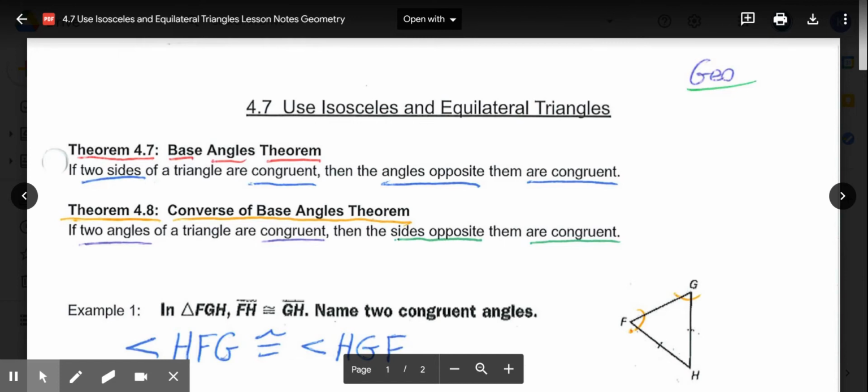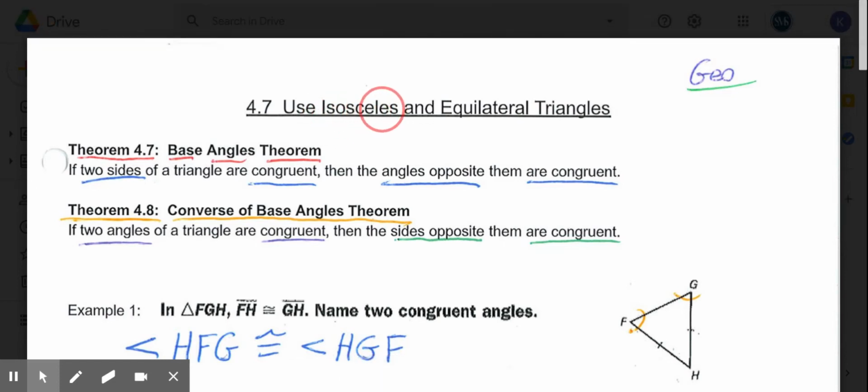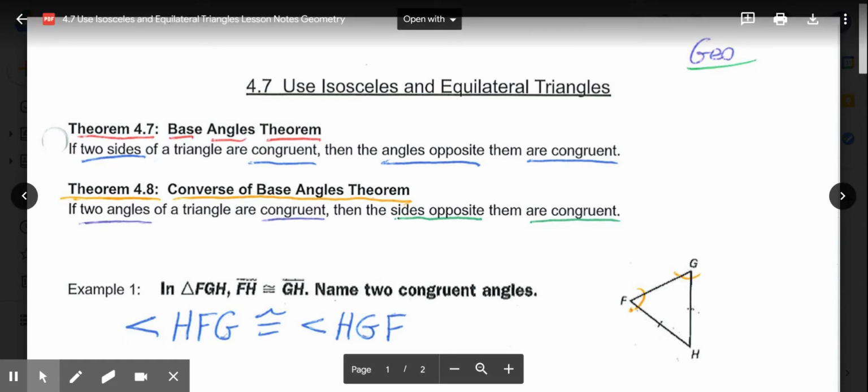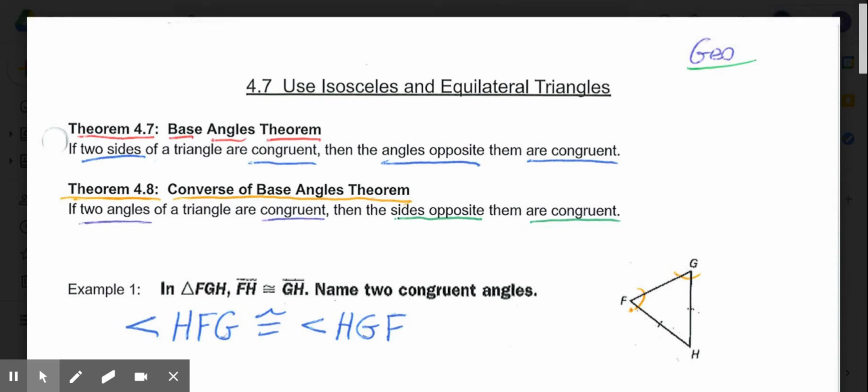Now remember, isosceles triangles are triangles where two or more sides are congruent. An equilateral triangle is a special type of isosceles where all three sides are congruent. So based on that info, we have two theorems. Theorem 4.7 is the base angles theorem, where it says if two sides of the triangle are congruent, then the angles opposite them are congruent.